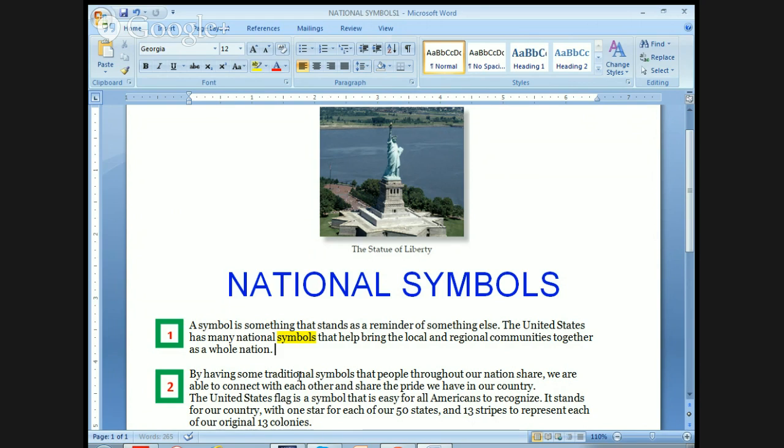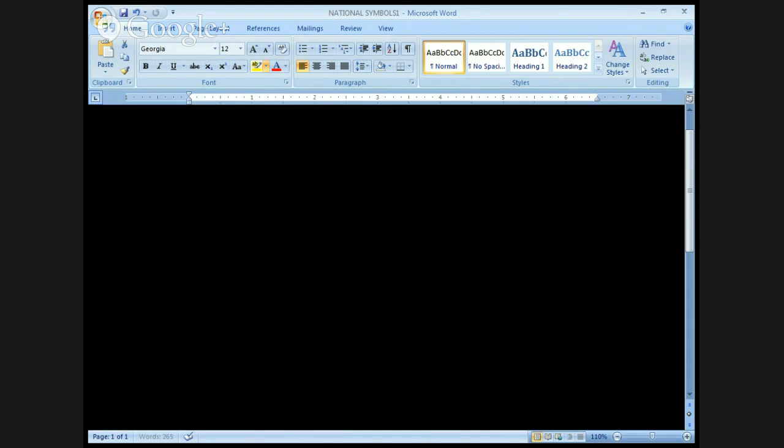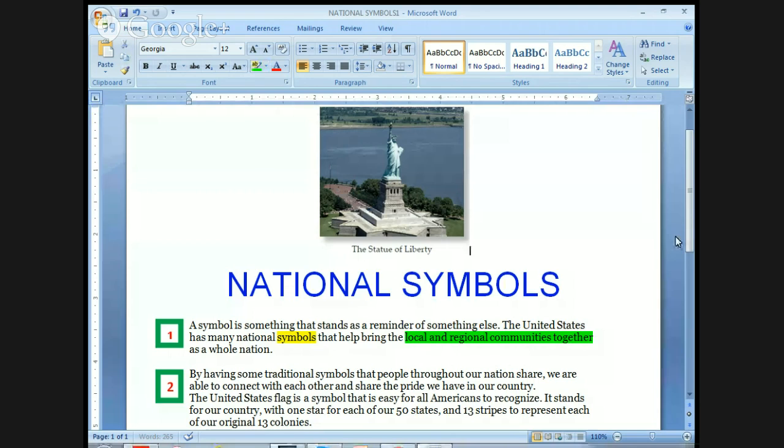I think the Statue of Liberty is to make connection with... forgot the answer. Oh, the answer is here, though. The answer is still here. The answer is right here. What do you think the answer is? I think the Statue of Liberty is symbols which make local and religious communities together as a whole nation.